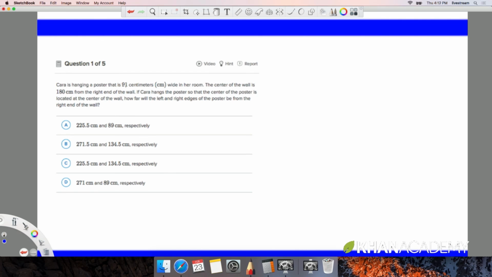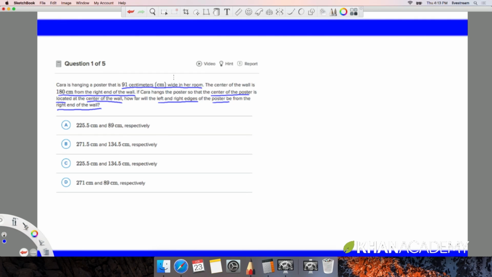Kara is hanging a poster that is 91 centimeters wide in her room, okay? The center of the wall is 180 centimeters from the right end of the wall, okay? If Kara hangs the poster so that the center of the poster is located at the center of the wall, how far will the left and right edges of the poster be from the right end of the wall? Okay, so a little bit more information to work with this time, right? But this is where breaking down the problem piece by piece and drawing a diagram as you go can really be helpful. So let's take a read.